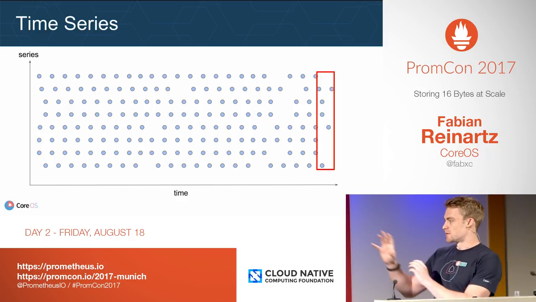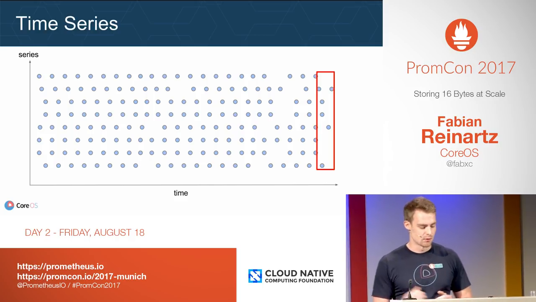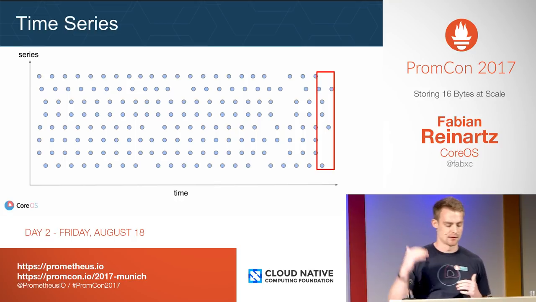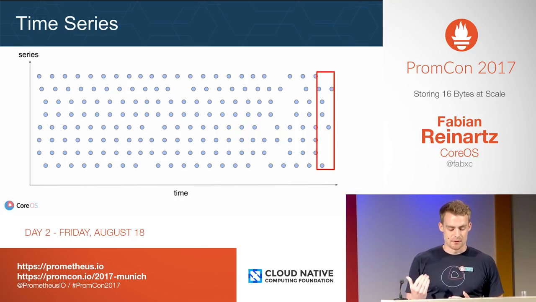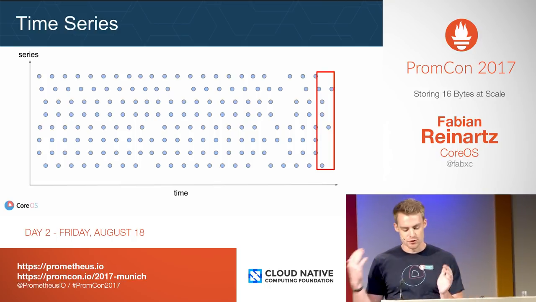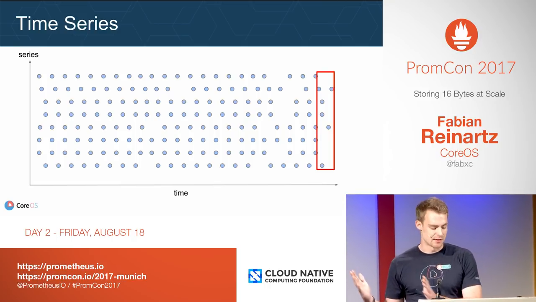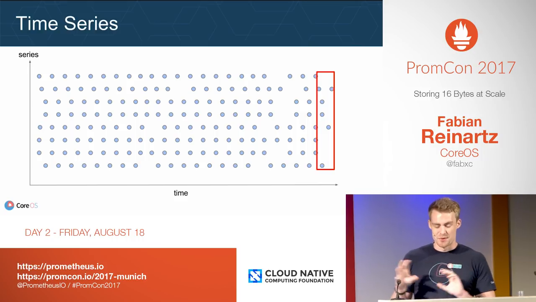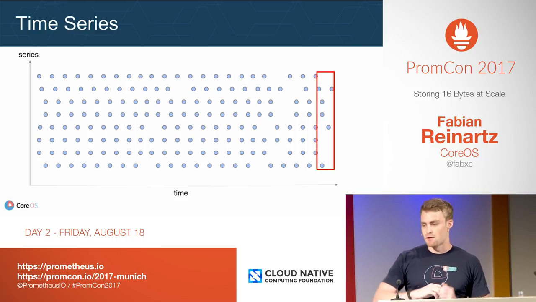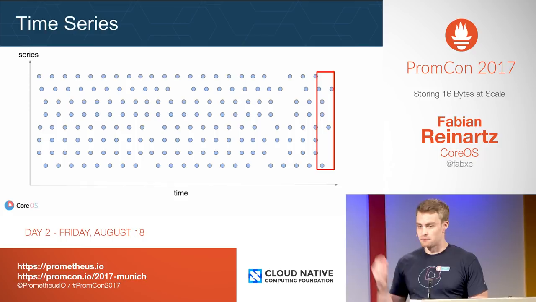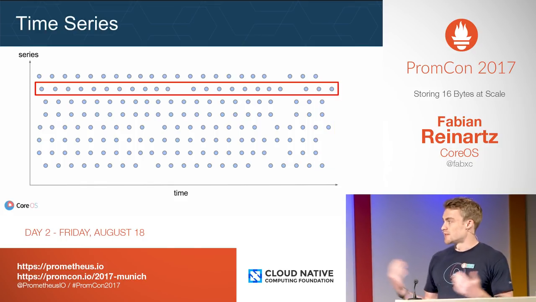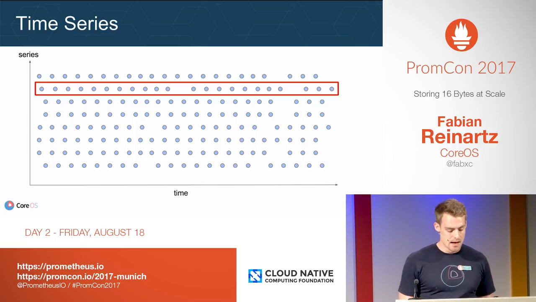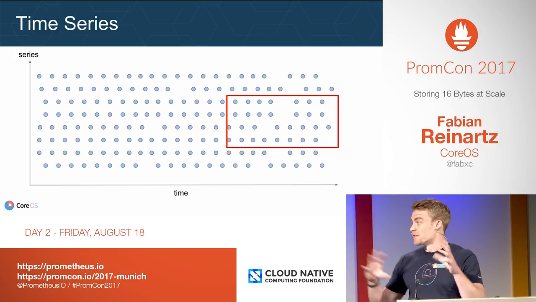And of course, there's a second dimension to it, which is time. So we have this two-dimensional plane of series on the vertical axis and time on the horizontal one. If we want to query something, we select series, but also constrain these series over a certain time range. This can be pretty much anything. We can query all series for the last minute or just the last sample. We can query a single series or a set of series for the entire time range we know, or any rectangle on this plane, really.